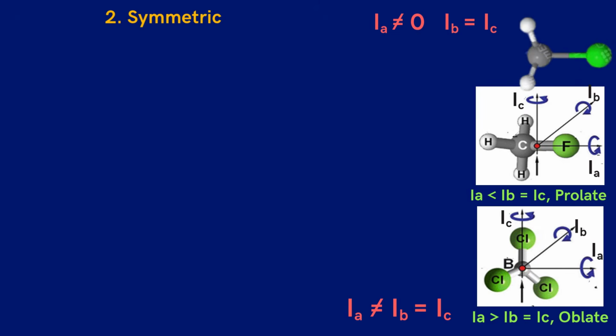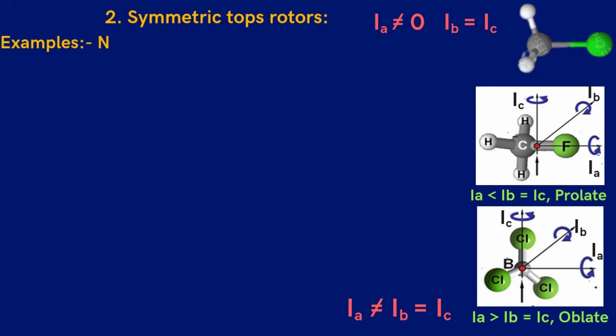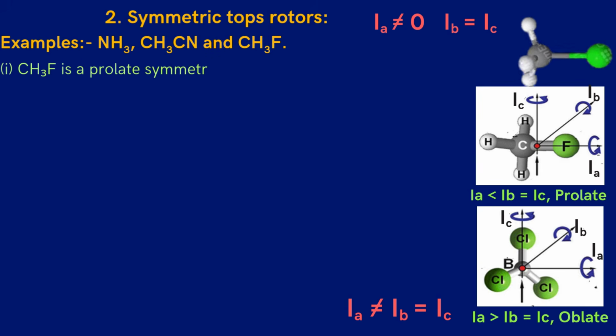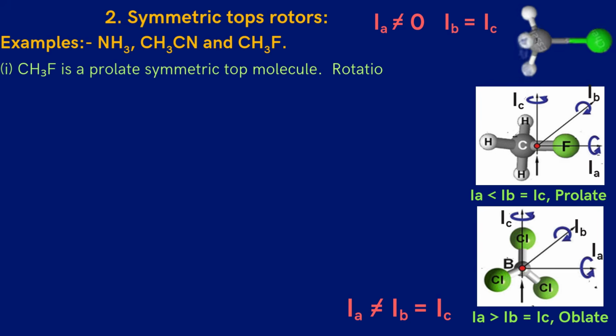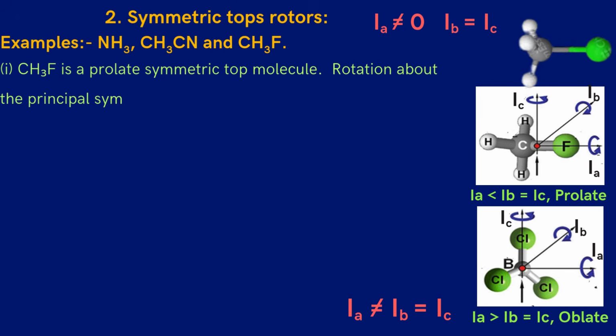Next, the second classification is symmetric top rotors. Examples: ammonia, methyl cyanide, fluoromethane. Let us take the example of the methyl fluoride molecule shown here in the image, which is a prolate symmetric top molecule.